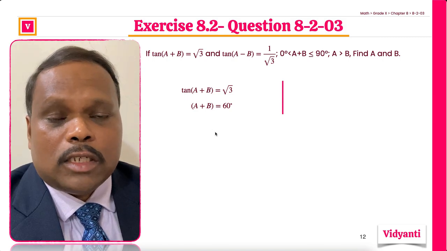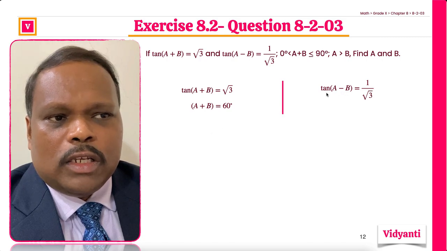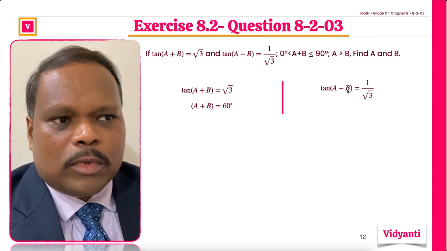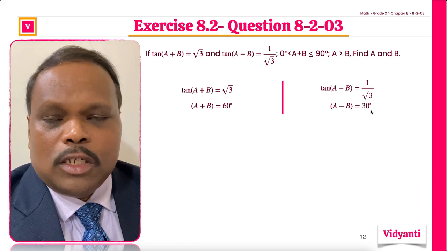Let's repeat that process for the second one. Tan of A minus B. Now 1 over root 3 is the tan for 30 degrees. So whatever is in the bracket must be 30 degrees. So A minus B should be 30 degrees.